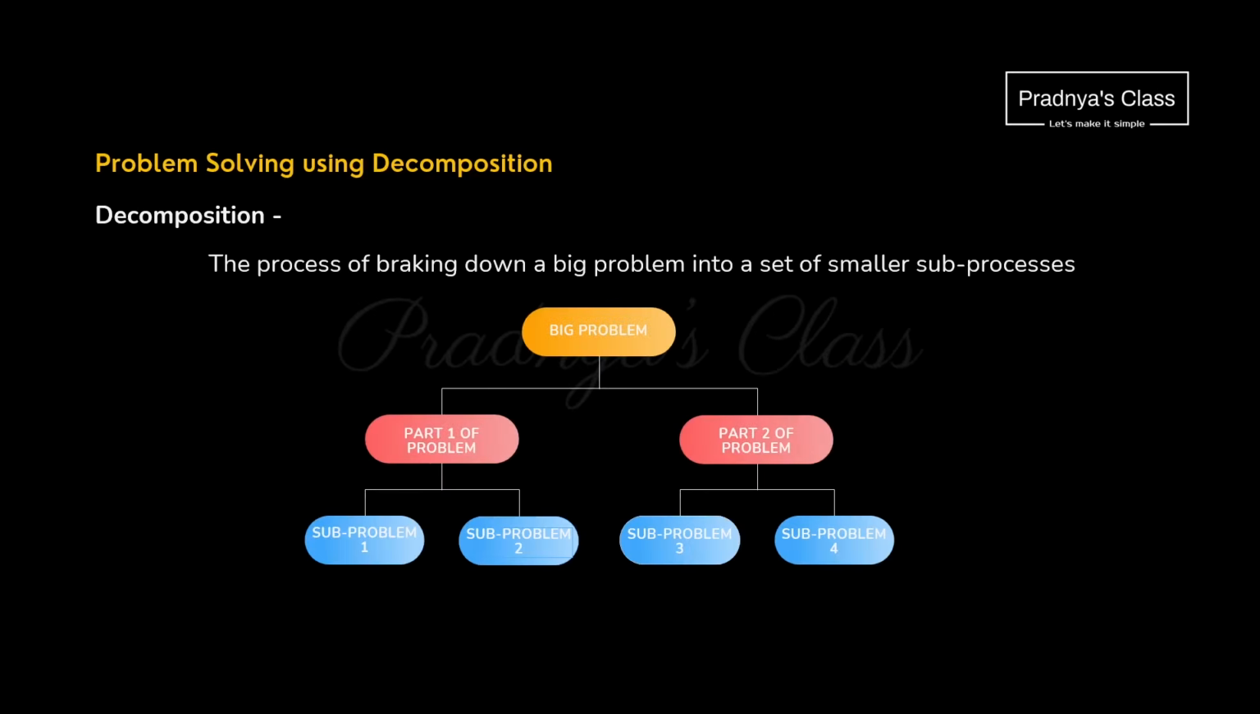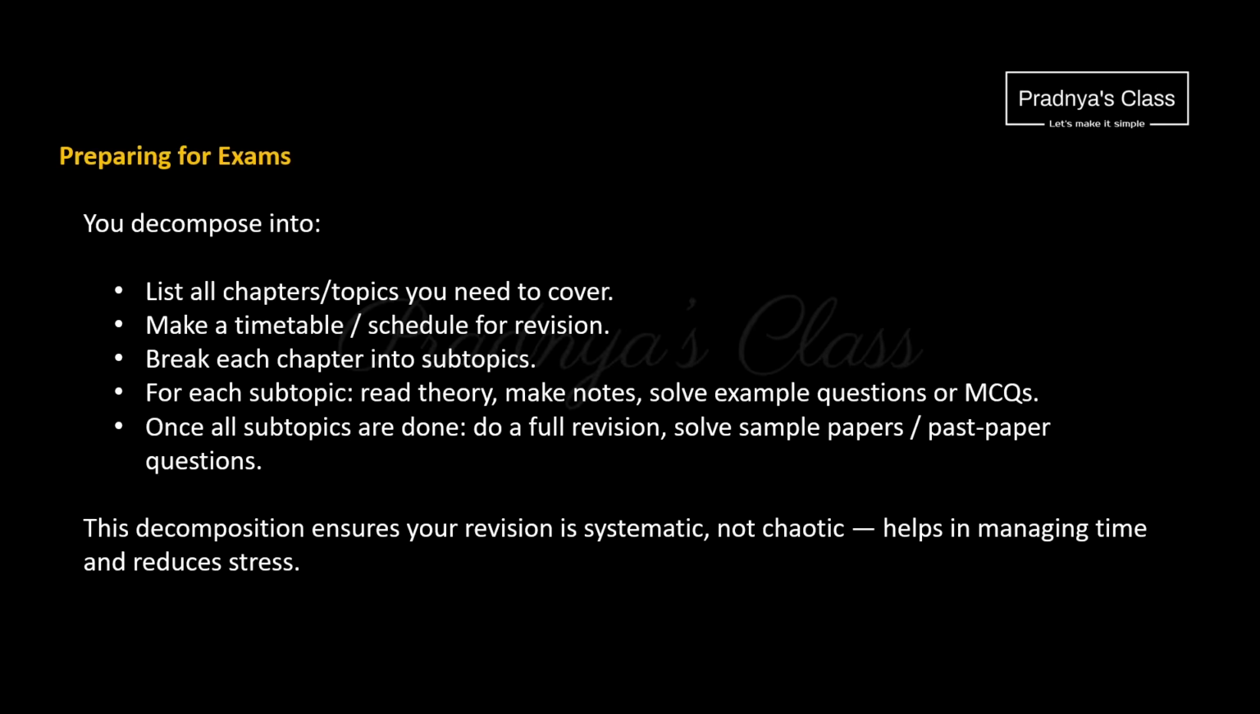There are different ways for problem solving. The first is decomposition. What is decomposition? We break down the bigger problem into smaller ones. Let's take one simple example. If you want to prepare for an exam, what will you be doing? You will decompose that task, or break down the task. How? Generally, we follow these steps. We list all the chapters or topics we need to cover, then we make a schedule for it.